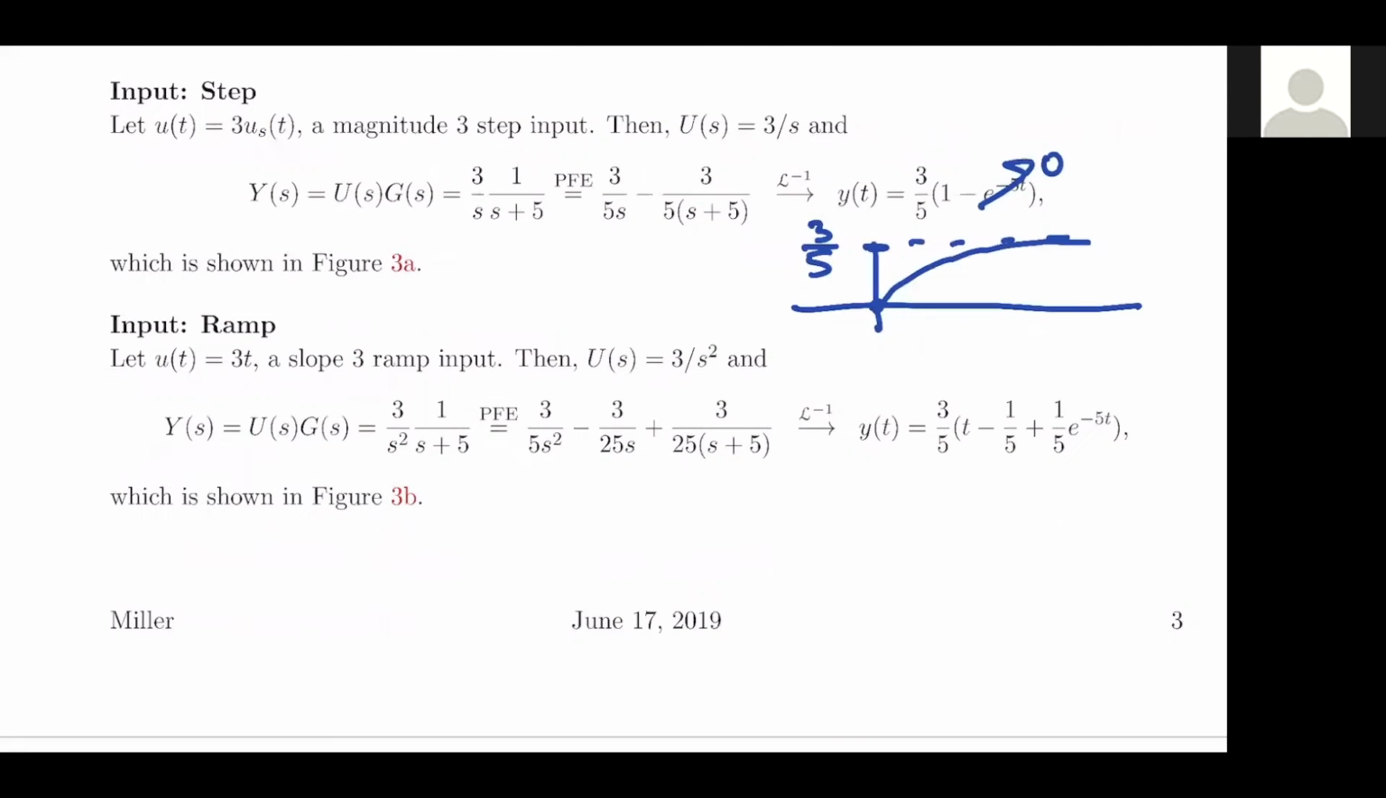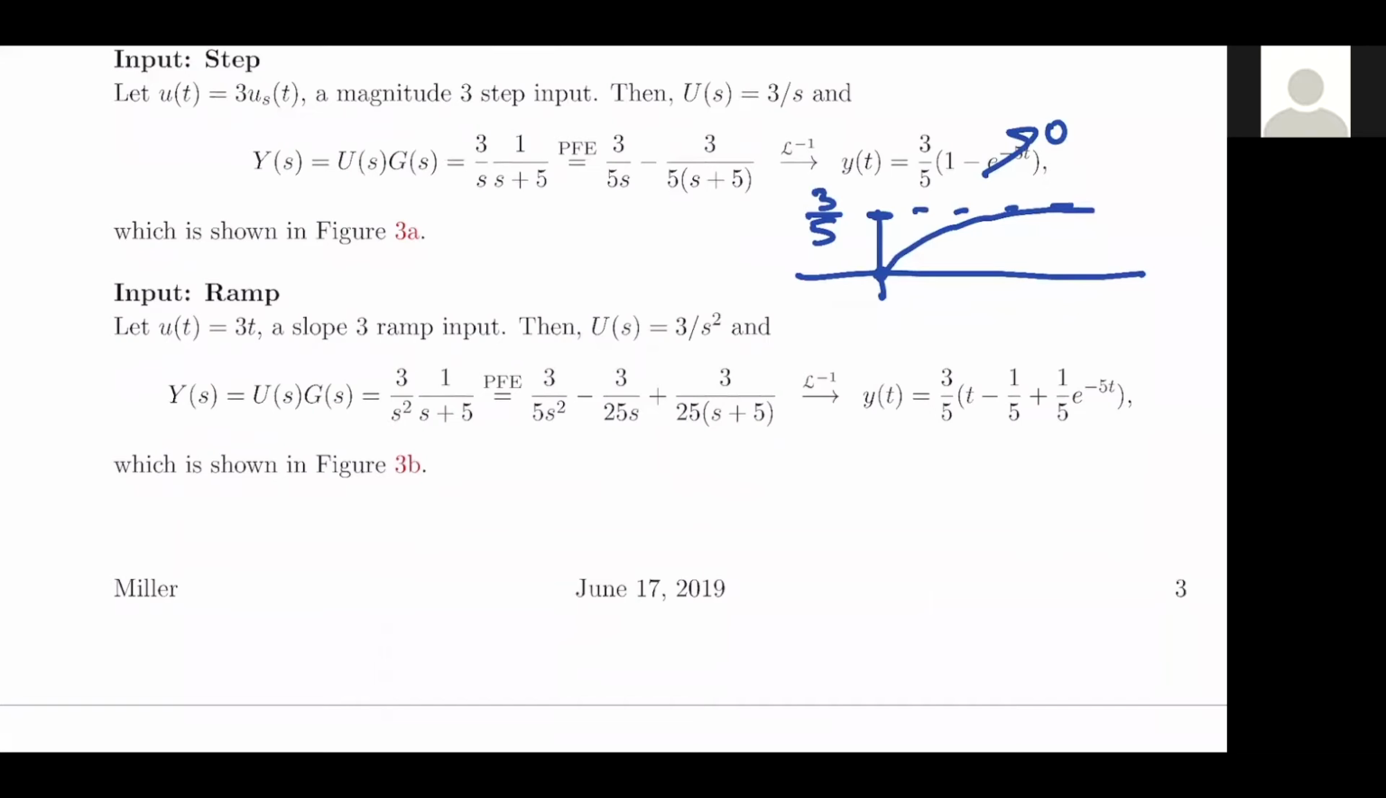In the next example, we put in a ramp function. So 3t is a ramp function. When you take the Laplace transform, it's 3 over s squared. That gives you a different partial fraction, a different Laplace transform. It's got an s squared in it, and so you have to take all the lower powers of s as well. So we have something over s squared, something over s, and something over s plus 5.